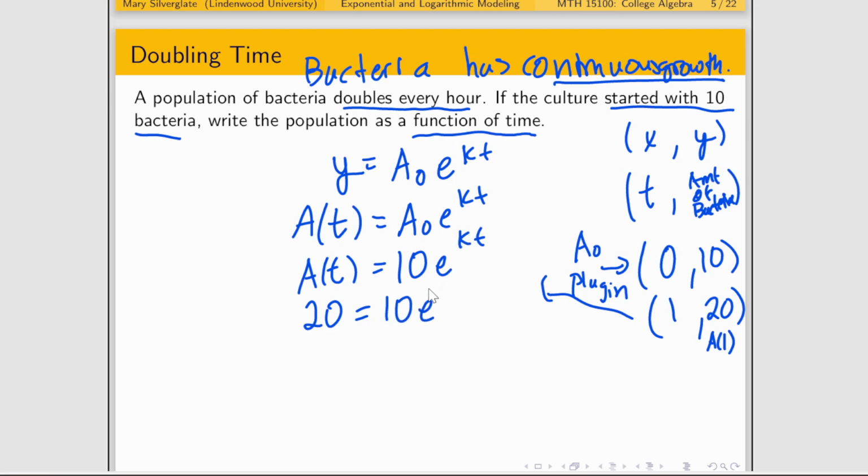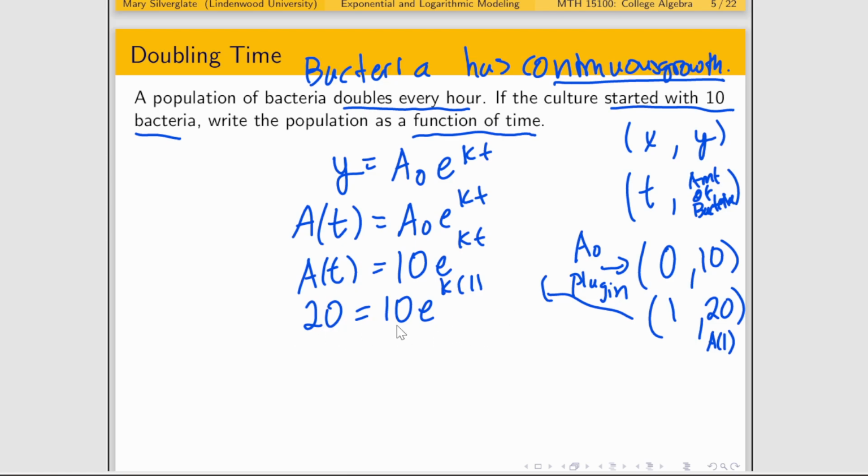10e, I don't know k, so I'm going to leave that blank. And time is 1. And now I can solve for k so that I can write my generic function. Because before, if I just have A(t) is equal to 10 times e to the kt, I really still need k if this is going to be just a function of time. So then I can plug in my known point: when time is 1, the amount of bacteria is 20, in order to solve for k.